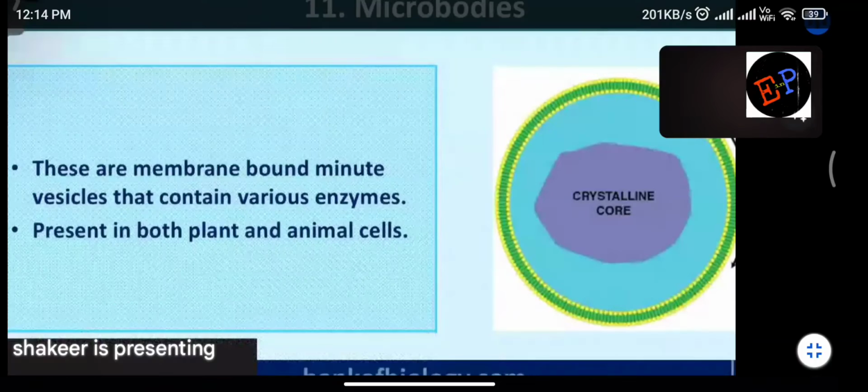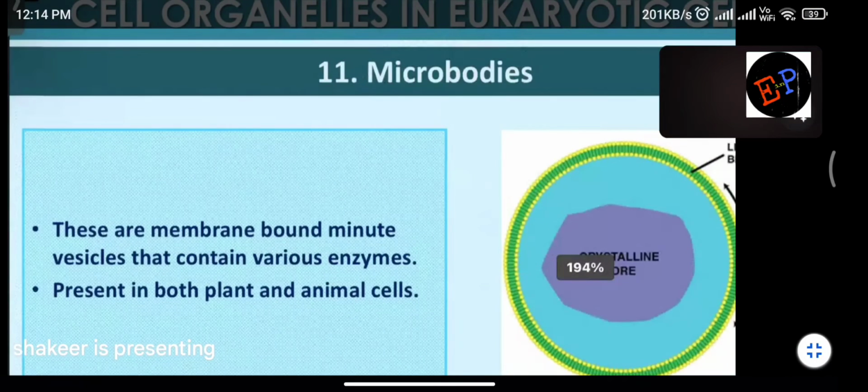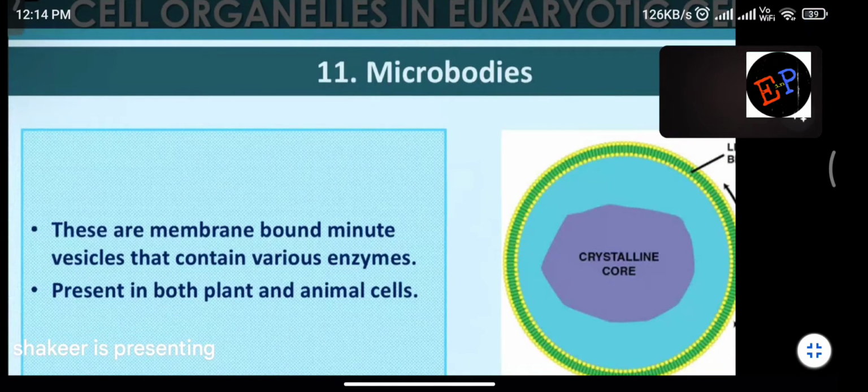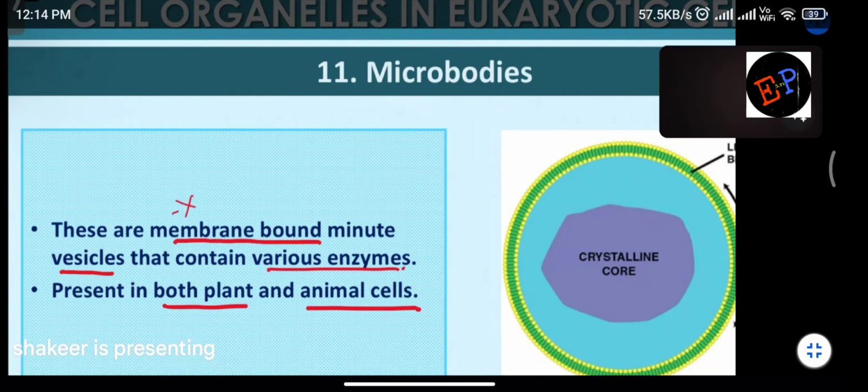That's it. Okay? Then microbodies. Microbodies are just membrane bound minute vesicles which contain various enzymes. They are present in plant cells also, they are present in animal cells also. And the point which you should remember is that it is a membrane bound organelle.